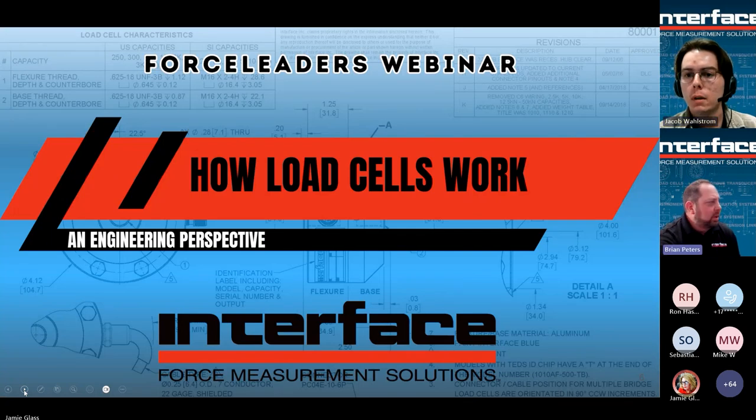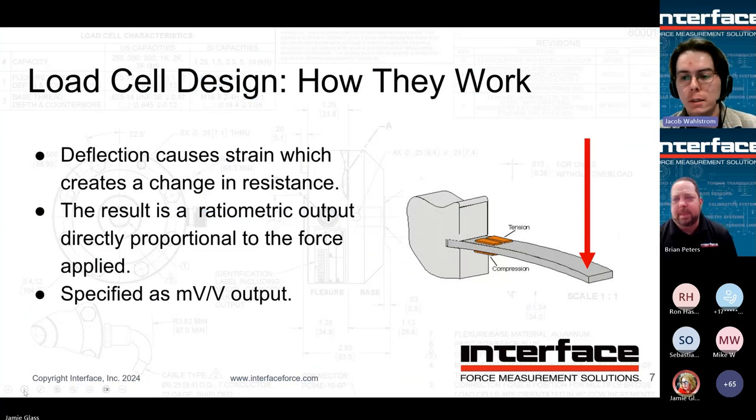So how does a load cell work? Jacob, I'll hand it over to you. All righty. Yeah, so load cells basically work by bonding strain gauges to a spring and wiring them in a way so that it's a Wheatstone bridge, so that it can convert the change in resistance of the strain gauge to millivolt per volt output. And that's going to be ratiometric to the force applied.